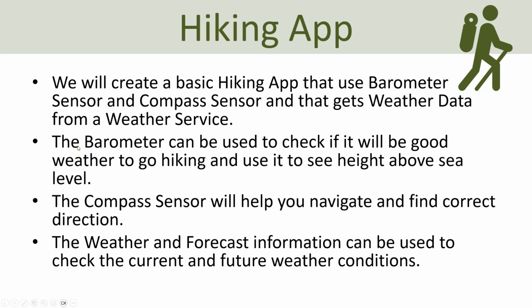The barometer can be used to check if the weather will be good or bad when you are going for hiking, and you can also use it to see if you are going to some mountains for hiking, etc. We can see how high you are above the sea level. And the compass sensor can be used for navigation and find correct direction during your hiking trip. And of course the weather and forecast information can be used to check the current and future weather condition when you are going for hiking.